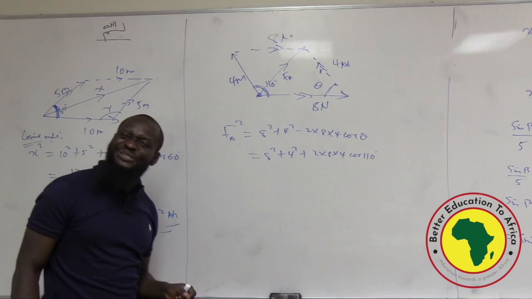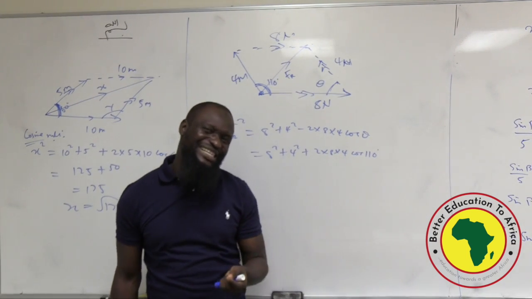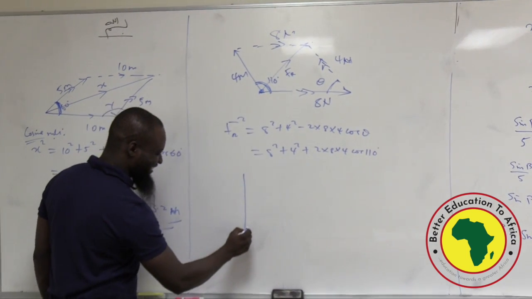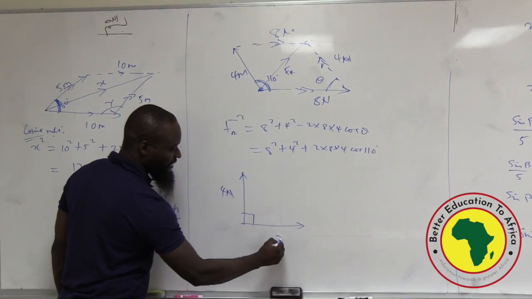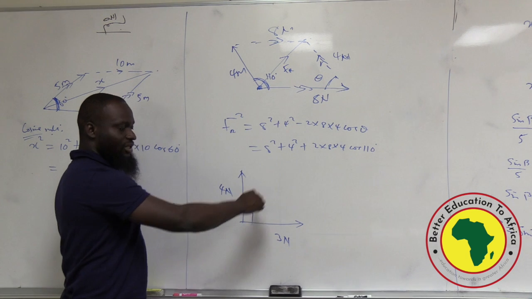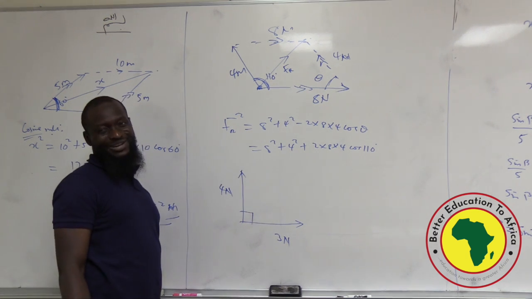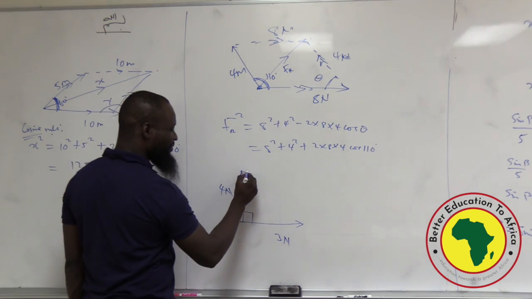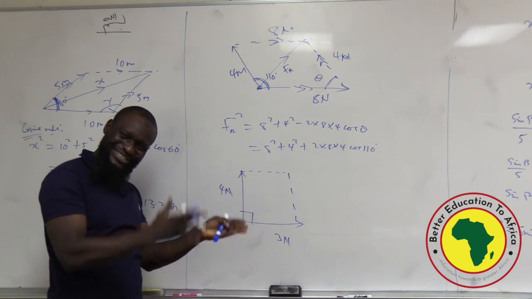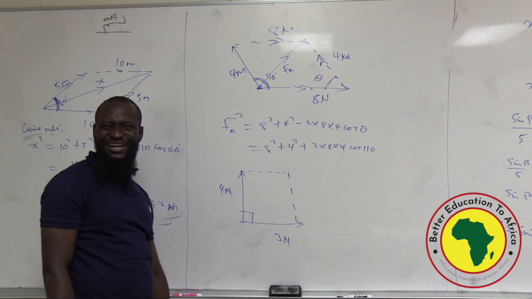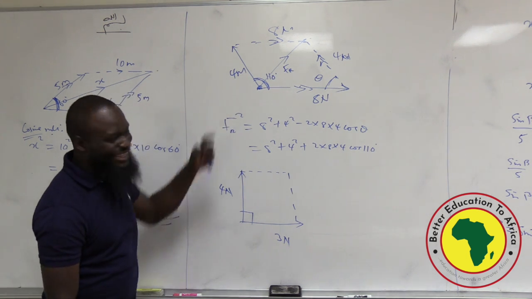In fact, the beautiful thing about the parallelogram law of vectors is this. Remember when vectors are perpendicular to each other, when we had 4 newtons and 3 newtons, and we drew it? What we were doing was the parallelogram law. Complete this to be a parallelogram. A rectangle is a parallelogram because the opposite sides are parallel. A square is a parallelogram. It doesn't have to be like that.